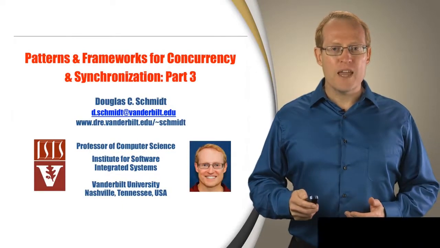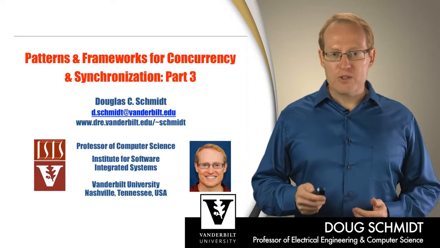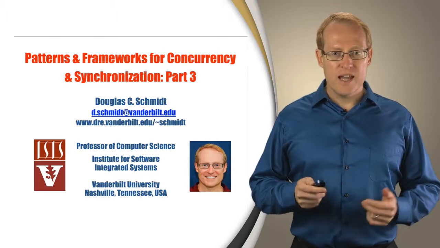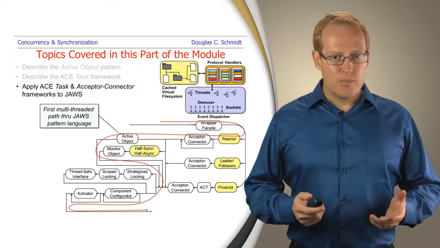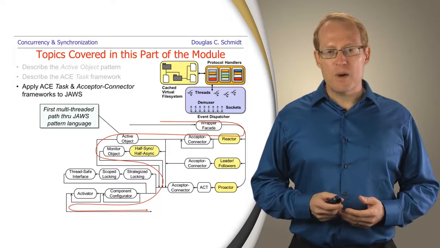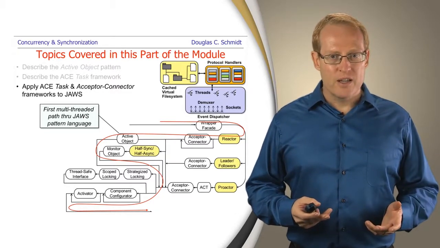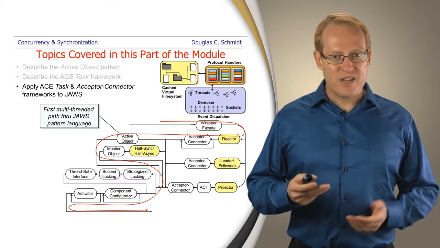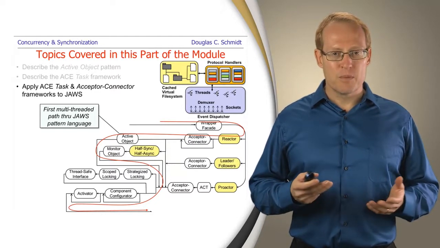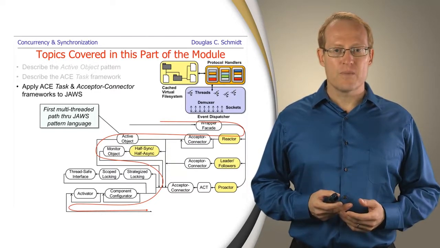Welcome to Part 3 in the module on Patterns and Frameworks for Concurrency and Synchronization. In previous parts of this module, we started by describing the active object pattern, and then we talked about the ACE Task framework, which can be used to implement this and other concurrency patterns.